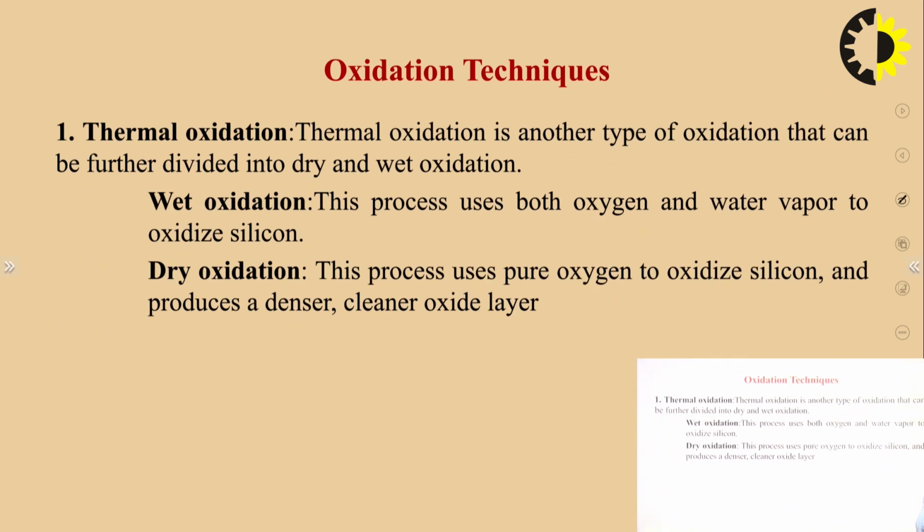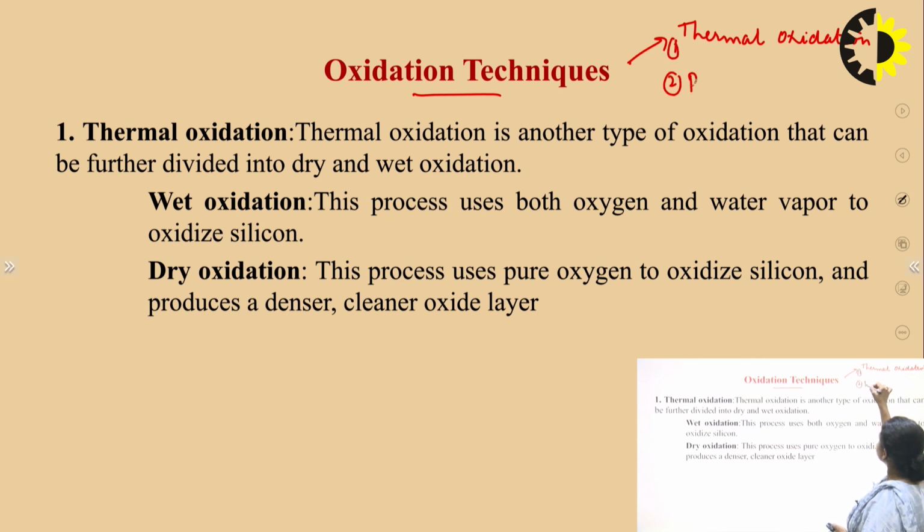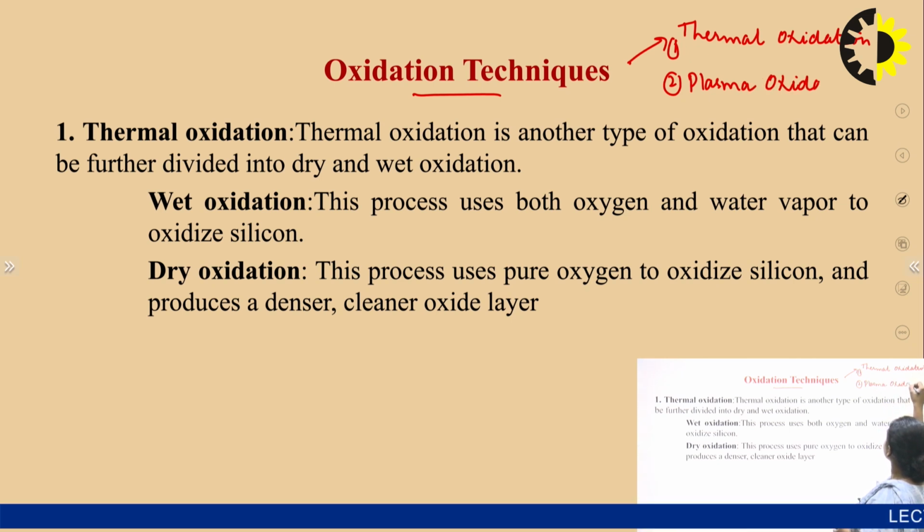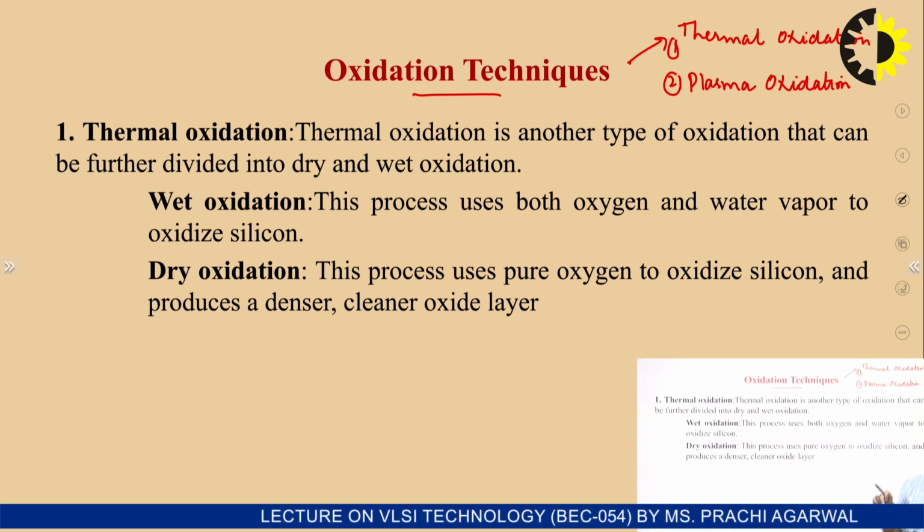Now we have seen what the need of oxidation is. Now we should know the different techniques of oxidation. There are basically two techniques. The first is thermal oxidation, and the second is the plasma oxidation technique.